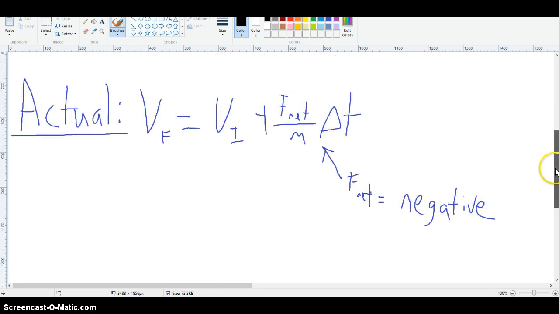But what is actually happening in real life is we have a negative net force due to air resistance and also due to friction. And what this will do is slowly chip away at our final velocity from our initial velocity. So our velocity will start out linear, and it'll eventually go until it's 0 because of the friction and air resistance and the negative net force.